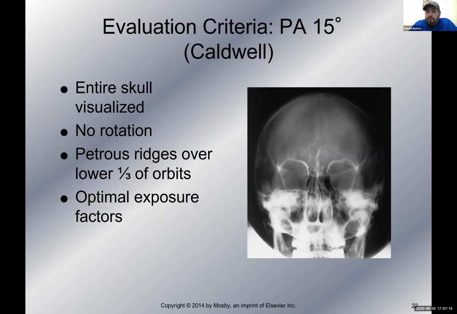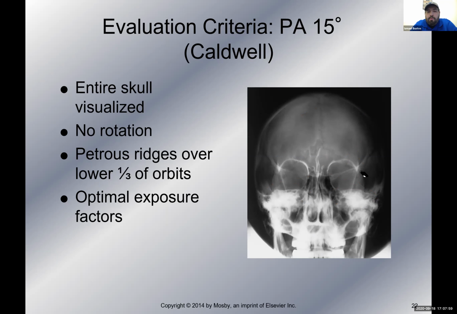So with a Caldwell, if it's a correctly positioned Caldwell, PA with 15 degrees between the CR and the OML, you're going to notice that the petrous ridges are going to be located over the lower third of the orbits. Right there, petrous ridges are in the lower third of the orbits. That is a correctly positioned Caldwell projection. That means that your CR and your OML had a 15 degree angle between them. In this projection, we also will visualize the supraorbital margin and the frontal bone. Make sure there's no rotation, no tilt.